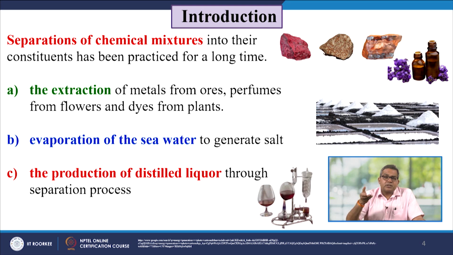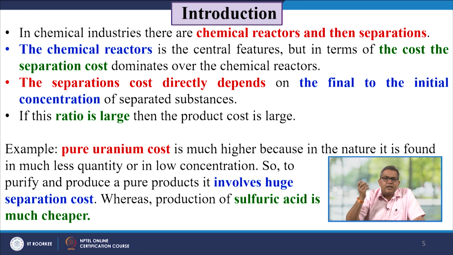Now, there are various verticals for these separation protocols. One is the extraction of metal from ores, perfume from flowers, and dyes from plants, then evaporation of seawater to generate salt, and the production of distilled liquid through a separation process. All these are examples of separation processes.